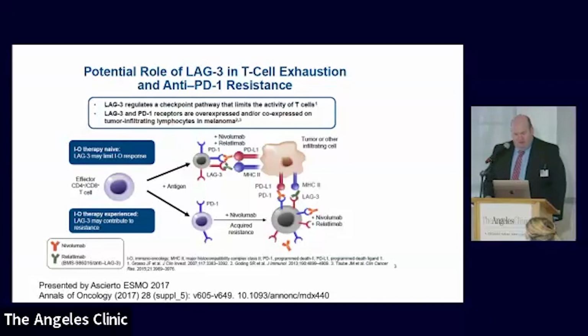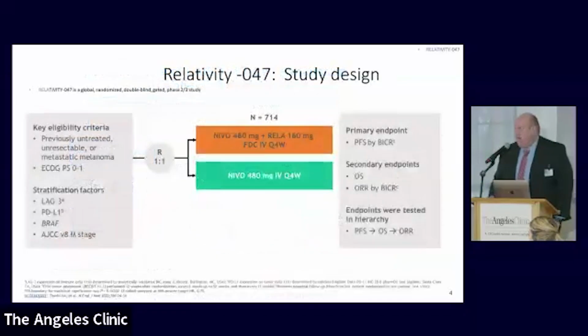Next, we moved on to a novel checkpoint. LAG-3 regulates a checkpoint pathway that limits the activity of T cells, and may also lead to resistance in immunotherapy-experienced patients. Relatlimab, an anti-LAG-3 agent, was tested in combination with nivolumab. And we saw this in RELATIVITY-047.